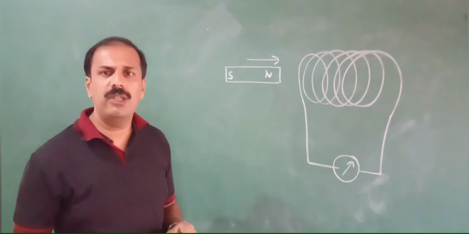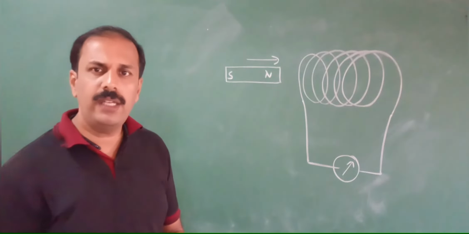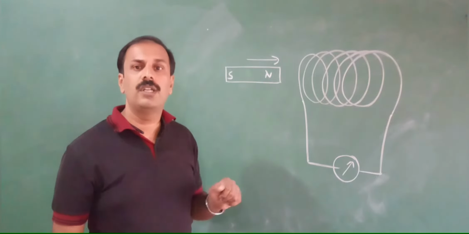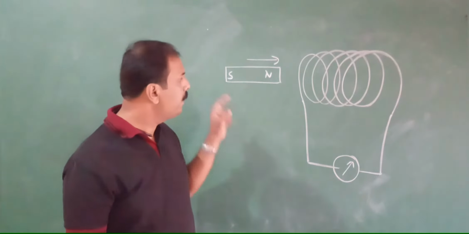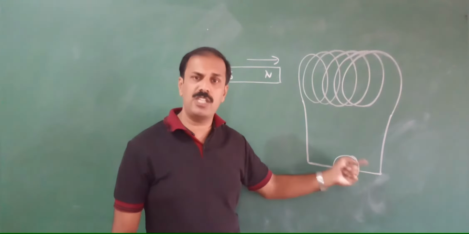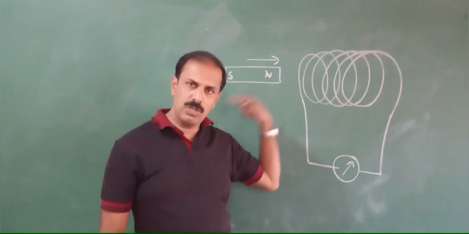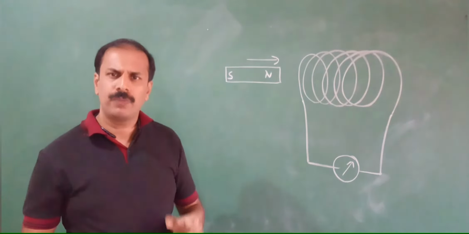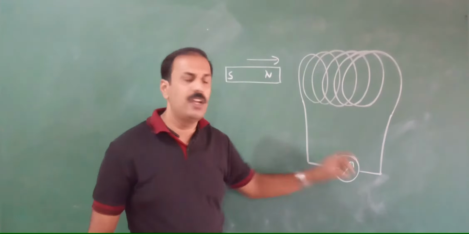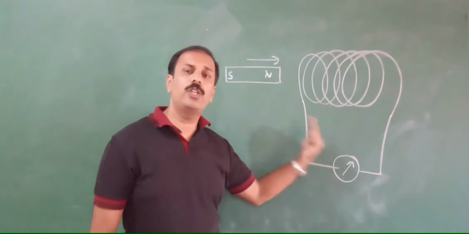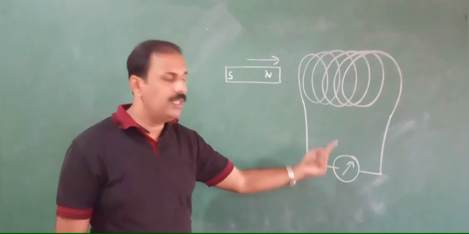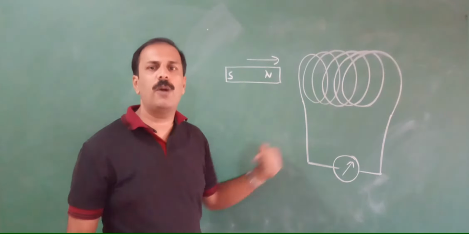Now in the same experiment, we can make a small modification. Instead of pushing the north, we push the south. When we push the south, the galvanometer shows a deflection in the opposite direction. Similarly, if you use the north itself, pushing toward the coil shows deflection one way, and pulling it back shows deflection in the opposite direction.